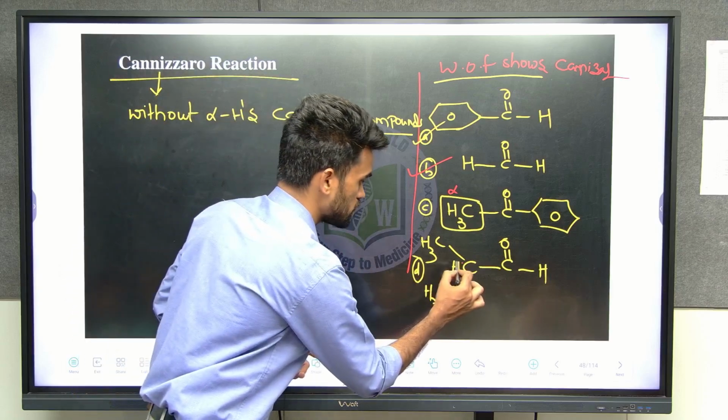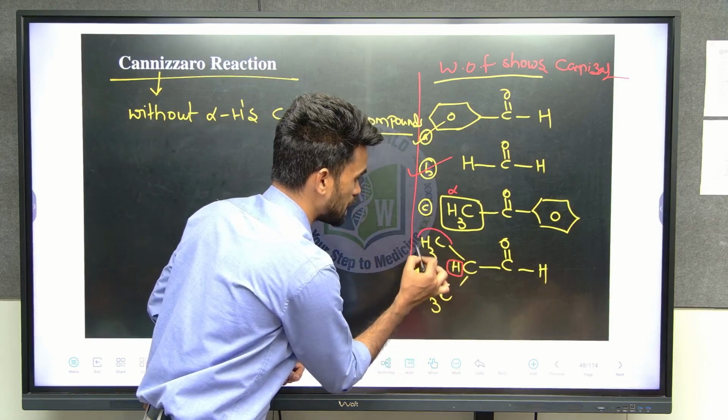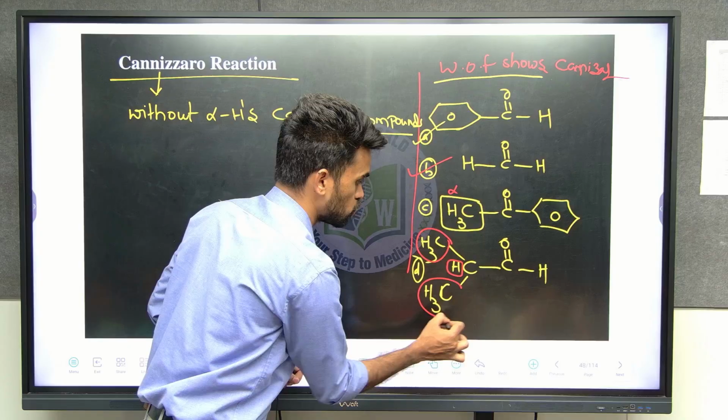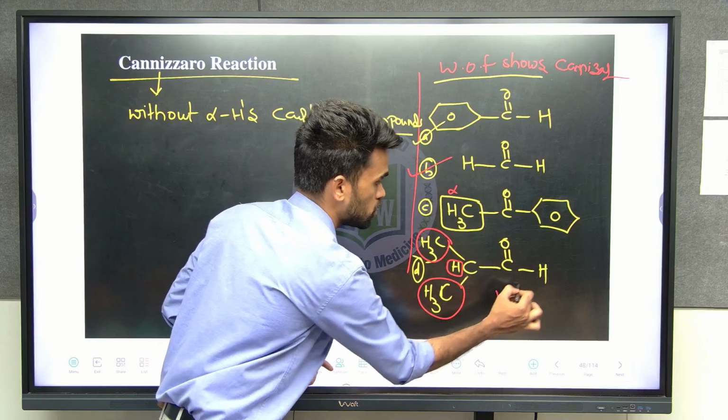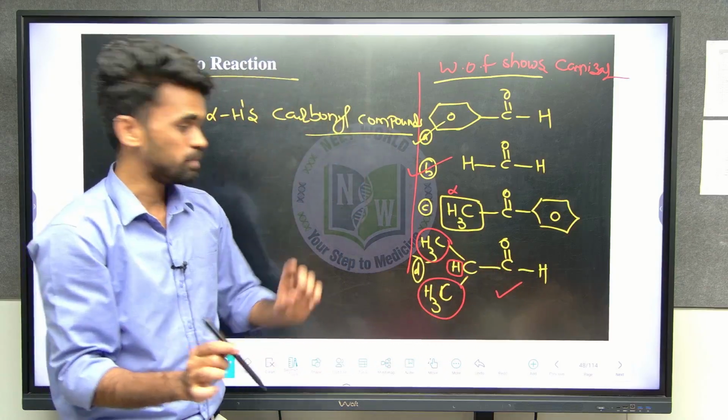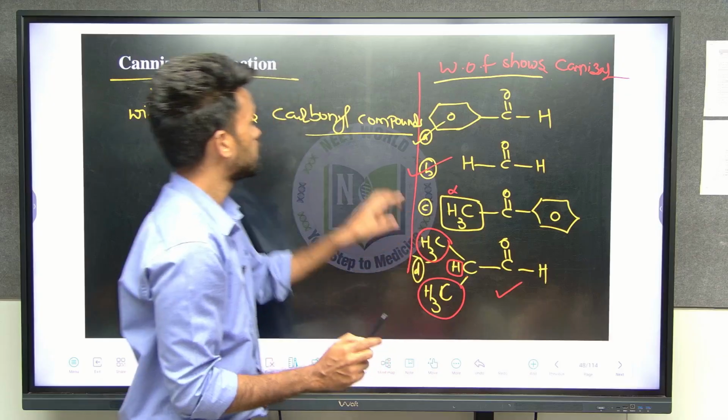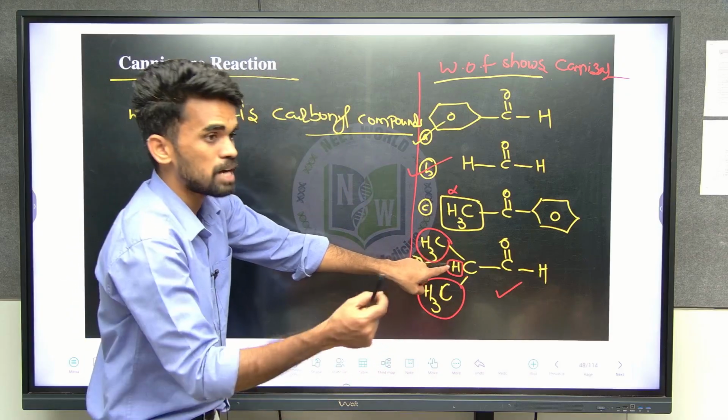One alpha hydrogen is there, but due to these bulky groups, this molecule also shows Cannizzaro reaction. It means due to these bulky groups, this proton cannot be abstracted.